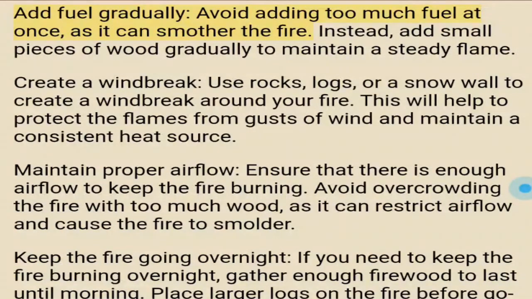Add fuel gradually. Avoid adding too much fuel at once, as it can smother the fire. Instead, add small pieces of wood gradually to maintain a steady flame. Create a windbreak. Use rocks, logs, or a snow wall to create a windbreak around your fire. This will help to protect the flames from gusts of wind and maintain a consistent heat source.